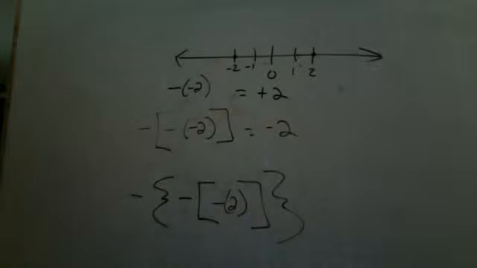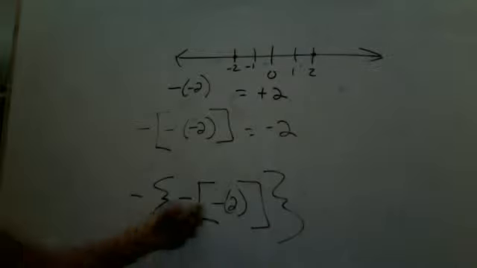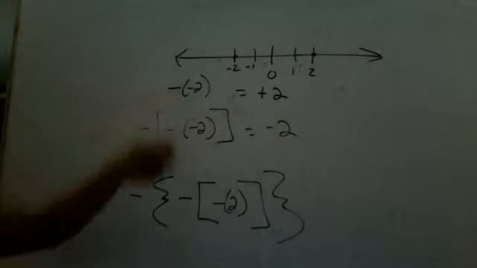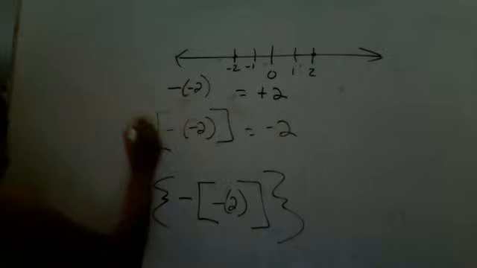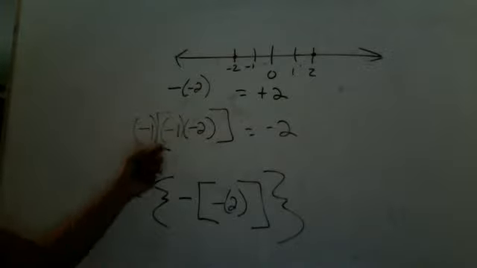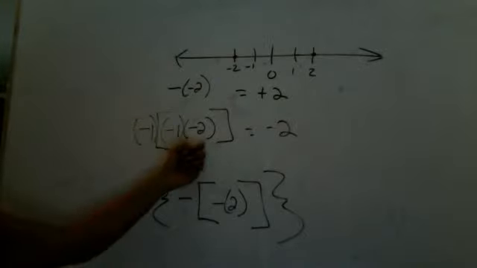Then we could go: the opposite of the opposite of the opposite of 2 is all going to give us negative 2. You're like, okay, that doesn't make sense. Basically, another way of looking at it, these are implied negative 1s here, correct? So you have negative 1 times negative 1 times negative 2.